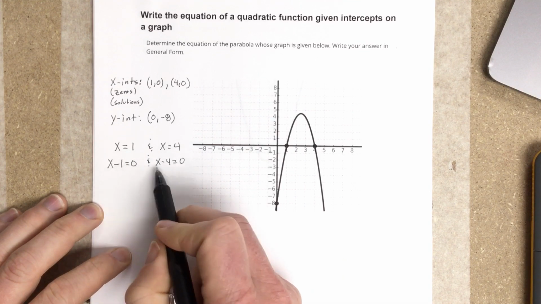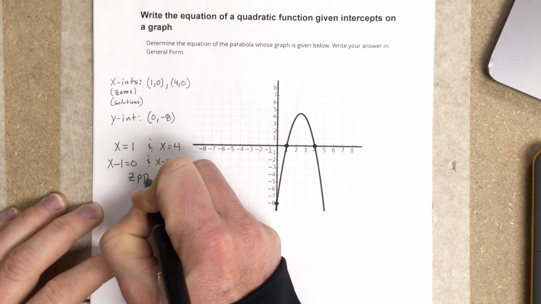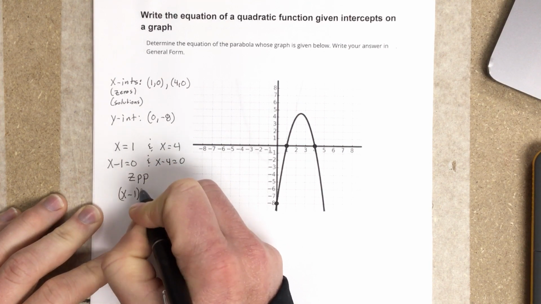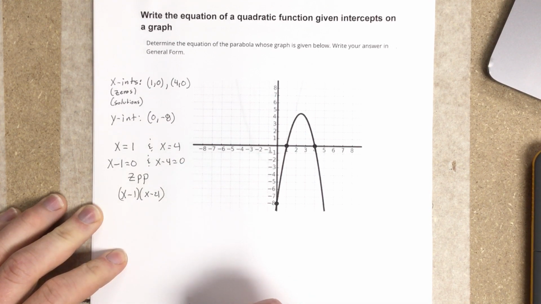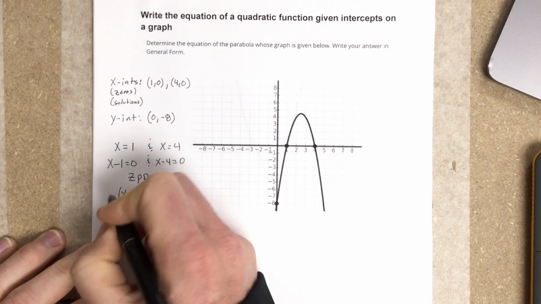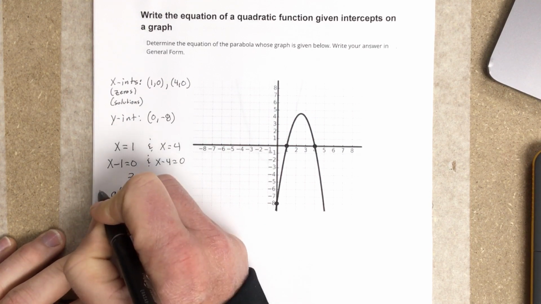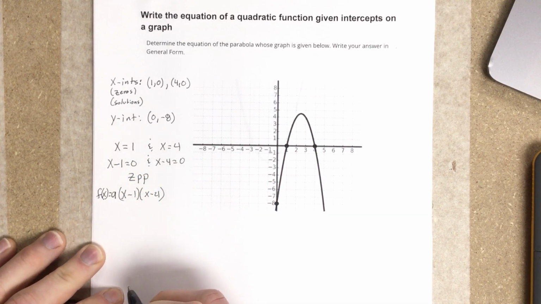Well, this would have come from doing a ZPP, which means that this was really x minus 1 times x minus 4 in our equation. Well, we don't know the leading coefficient, so I'm going to say that the leading coefficient there was a, and that this would have said f of x is equal to a(x minus 1)(x minus 4). So we're just working backwards there.